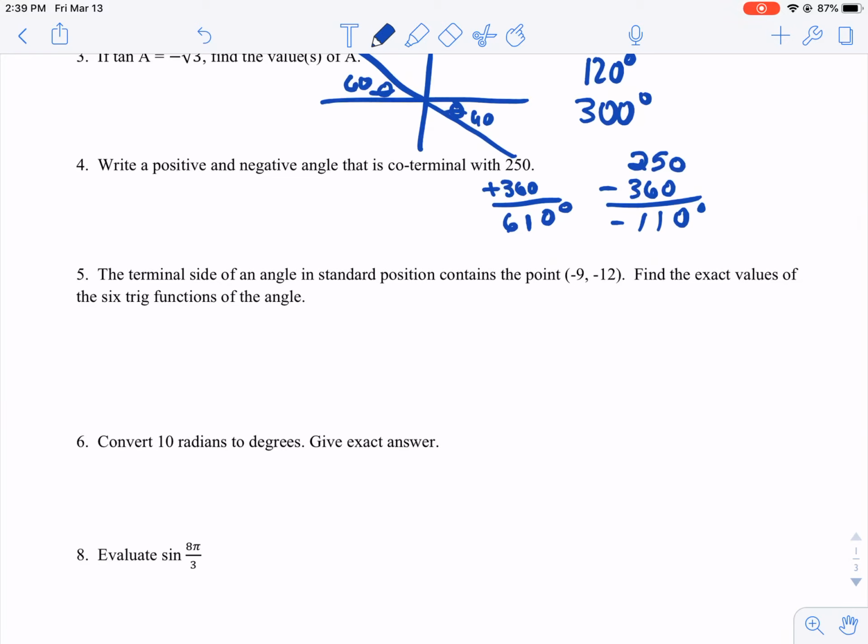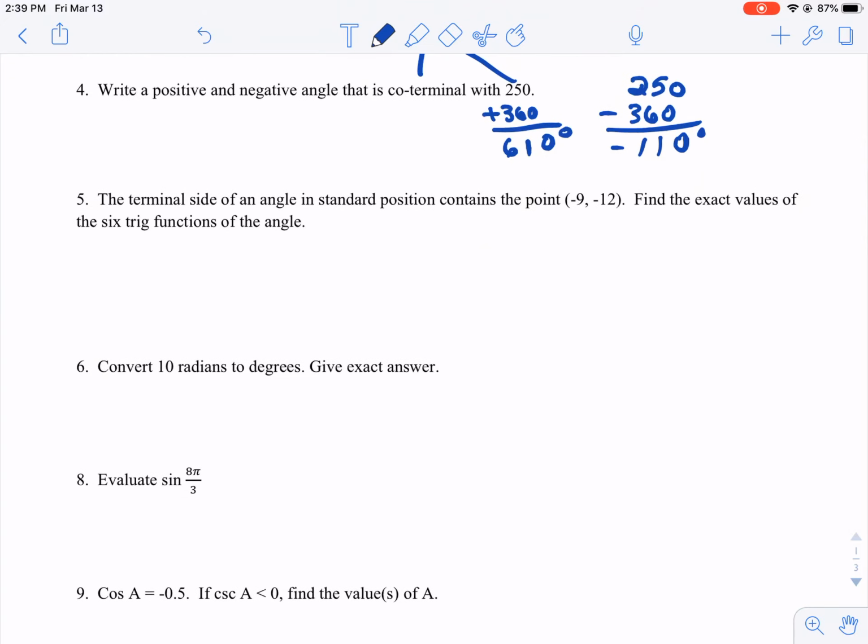Those are not the only two answers. They're just the two answers that are closest in proximity to the 250. You could actually add 360 as many times as you want. You'll get a positive angle that's coterminal.